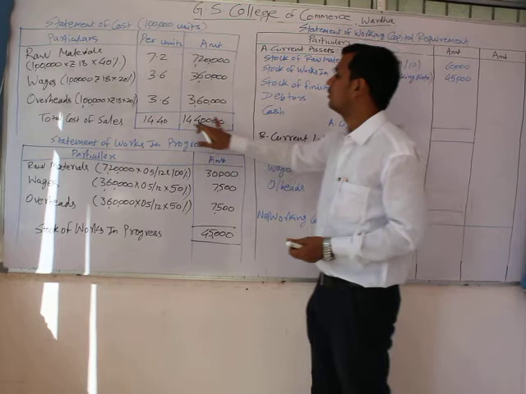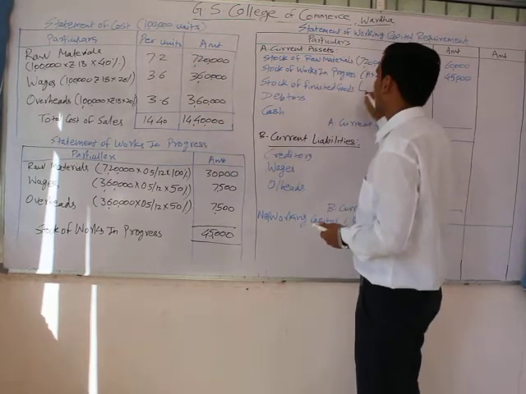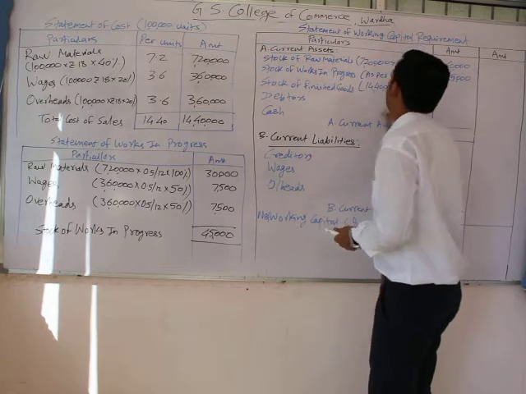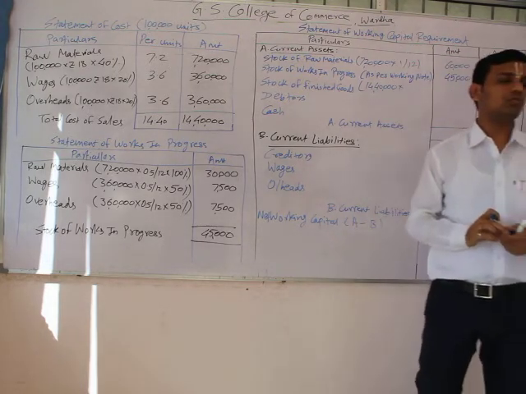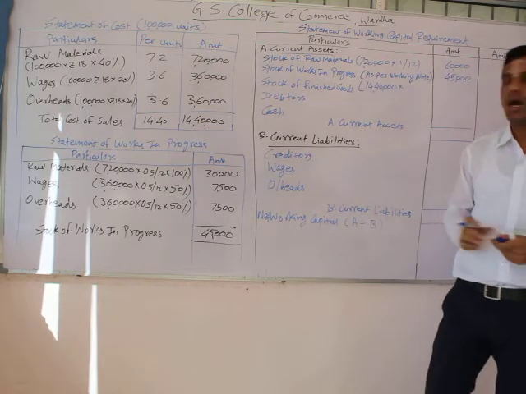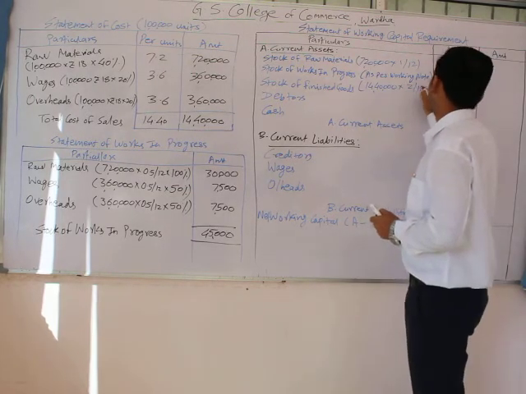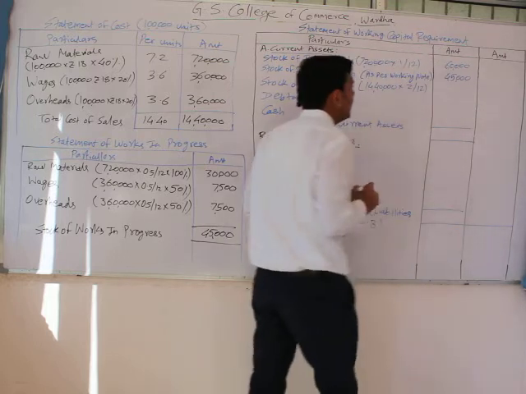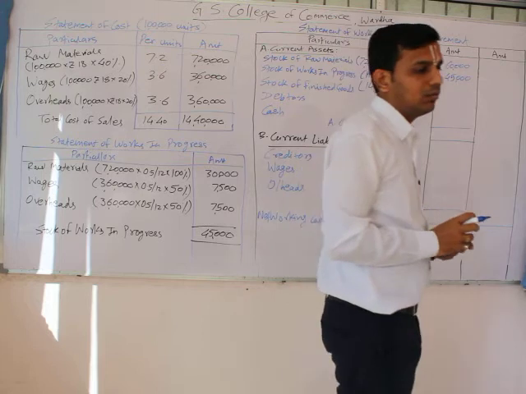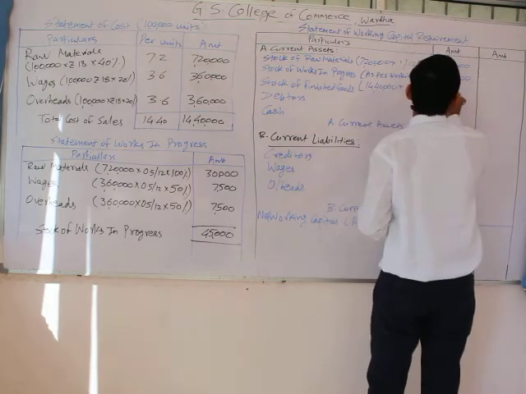Third thing is the stock of finished goods. We have to take the total amount of cost of sales, that is 14,40,000, into the period for which finished goods stock is lying with us, which is 2 months, that is 2 divided by 12. 14,40,000 into 2 divided by 12 is 2,40,000.